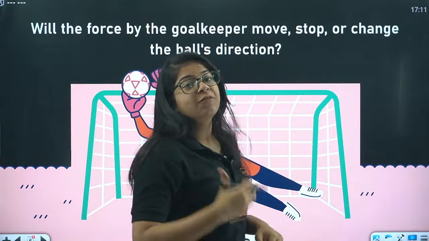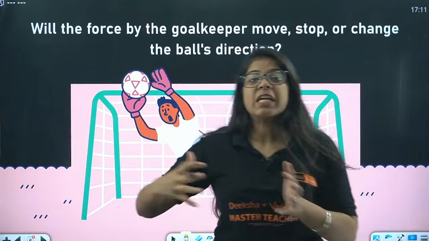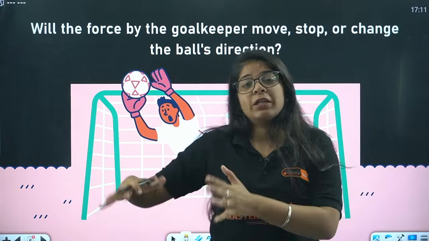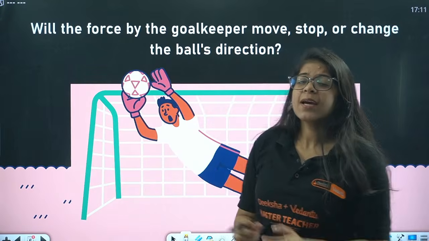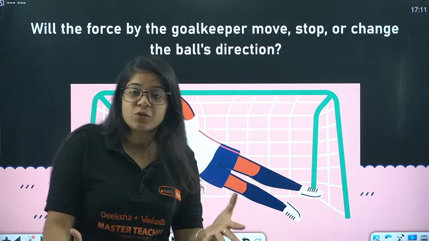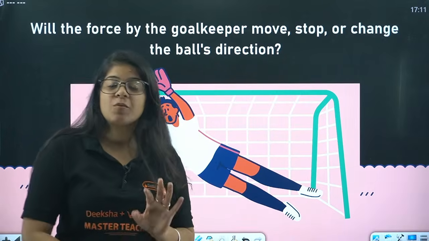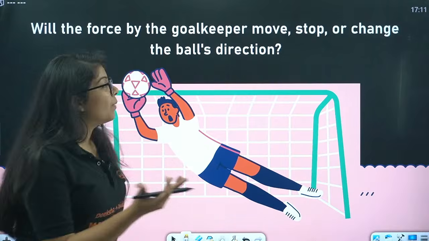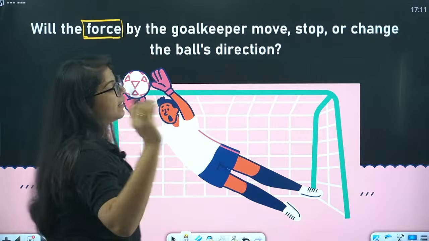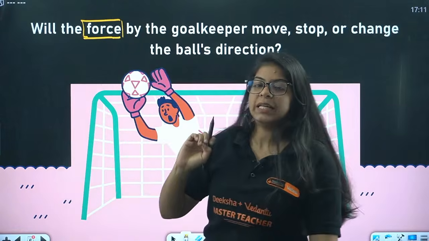So the force, what did it do? It changed the direction of the ball. It stopped the ball going into the goal, right? So all these things, beta, what did I apply to stop the ball, to change the direction of the ball? I applied force, and that, beta, is exactly what we are going to study today.